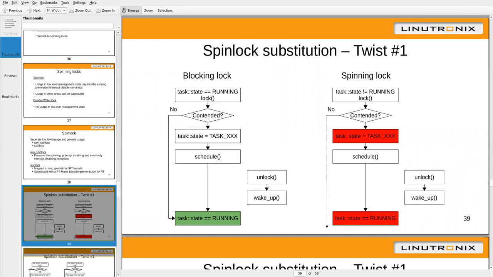With spinning locks, we can have a task state which is not running. A lot of spin locks are taken in preparation for going to wait for I/O completion or waiting for some other event to complete. So the task sets its state to interruptible or non-interruptible and whatever. In the non-contended state, nothing changes. But in the contended state, we have to change the task state to something else, schedule, and then we have an unlock and a wake up, and unconditionally, the task state is running.